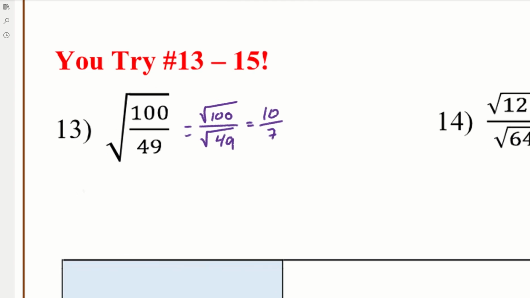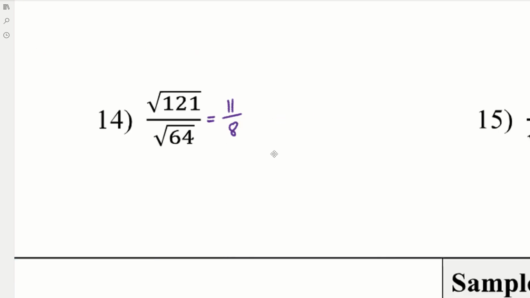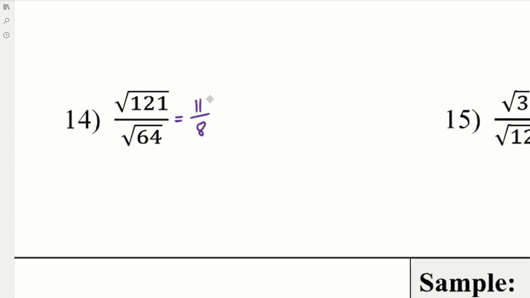Hopefully you tried this on your own. The square root of 100 over 49 is just the same thing as the square root of 100 over the square root of 49, which is 10 over 7. Square root of 121 is 11, square root of 64 is 8.